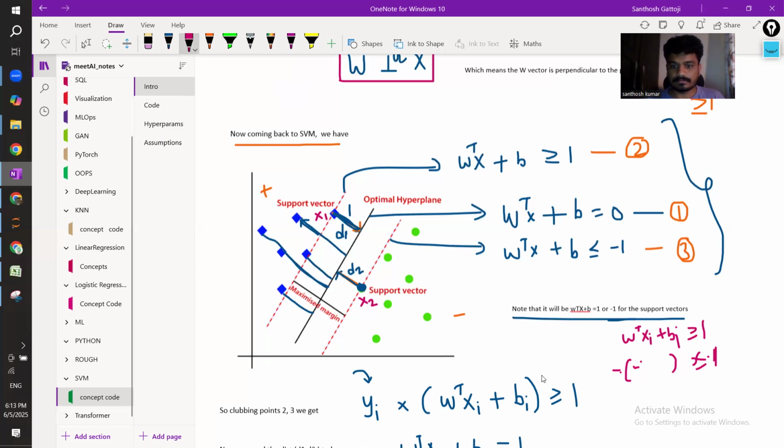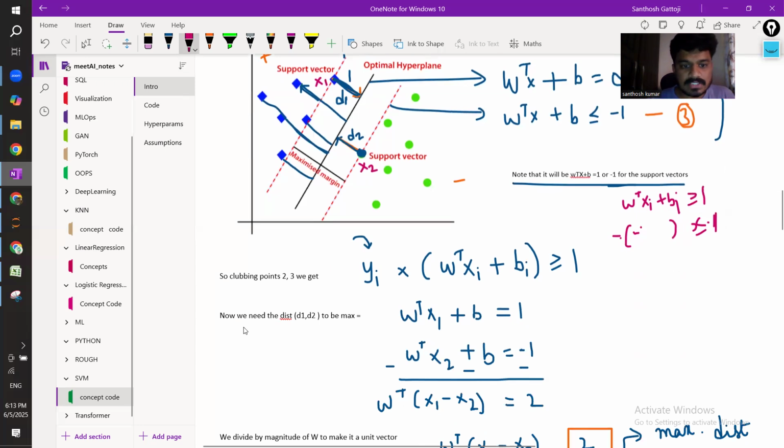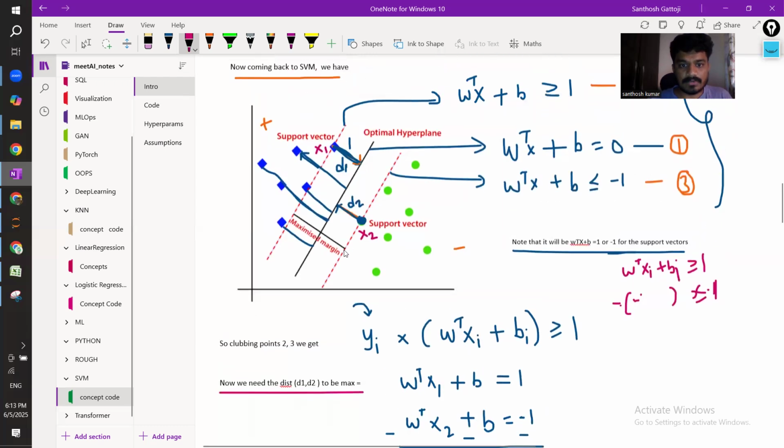Clear? So we started with some equation of a plane. From that, we got two support vector planes, and we clubbed those two into one. Next, we just need the distance between D1 and D2 to be maximum. So we separate the equation of this plane from this plane.